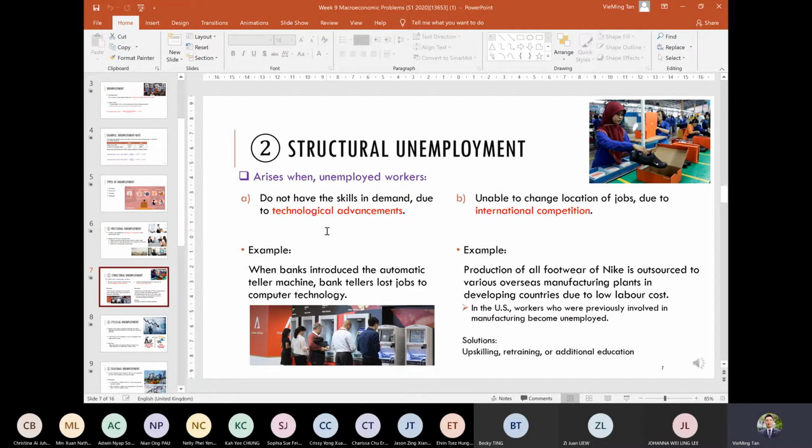Another type of structural unemployment will be when the workers are not willing to migrate or move to another place to continue the work when the factory plant is moving or switching to another place. If this situation happens, this is also considered as structural unemployment.